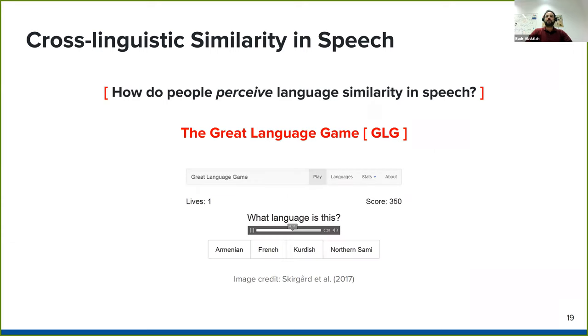What they have done is put up an online game for people to play. The participant would hear a speech utterance of around 20 seconds, and then try to guess what language it was from a few options. As the participant gets more and more correct guesses, the game becomes more difficult, and they have to guess the language between more similar languages. They maintained this game online for a few years, and collected a lot of judgments from the participants.